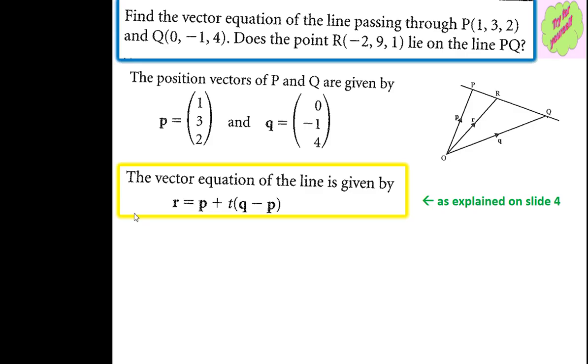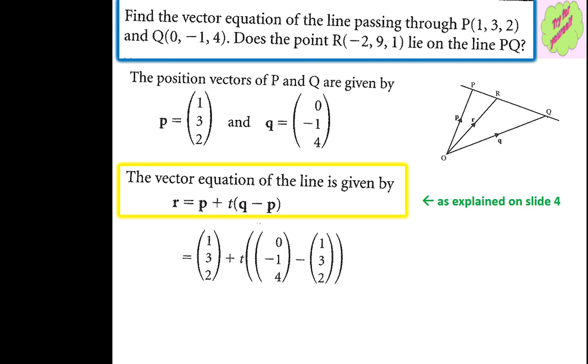So back to here. The vector equation of the line is given by r equals p plus t, q minus p. We know p and we know q, so that makes life a bit easier. Therefore, notice we can replace p with whatever p is, 1, 3, 2, plus t. And in here we've got q minus p. Q minus p is what goes in here. So we're just subbing it into the vector equation of a line.